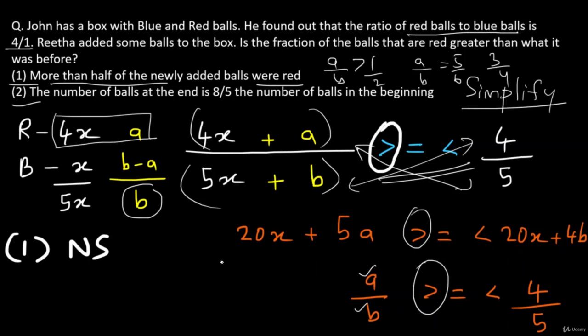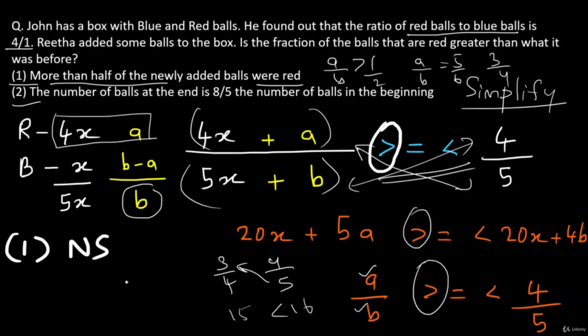So if you have 3/4, which is greater, 3/4 or 4/5? You just cross multiply. You can see that over here you have 15 and 4 into 4 is 16. So 4/5 is greater, right? So if A/B is equal to 3/4, then the new fraction is not greater than 4/5.